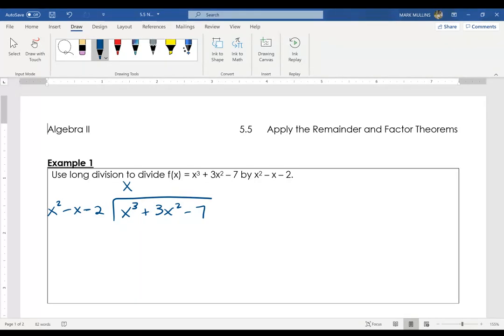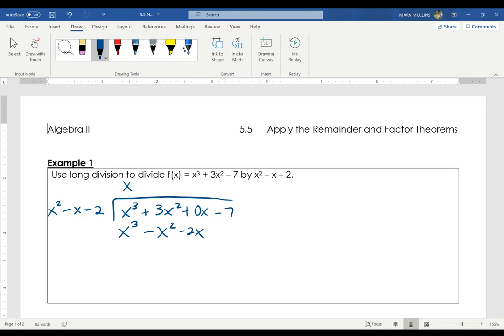So x times x squared would be x cubed. x times minus x is minus x squared. And then x times negative 2 would be negative 2x. So you can see that this 7 doesn't really go with the x. I'm going to go ahead right now and write plus 0x and then minus 7, because I really want to have the x cubed, x squared, x, and then that constant term as well. So it really goes in descending order.